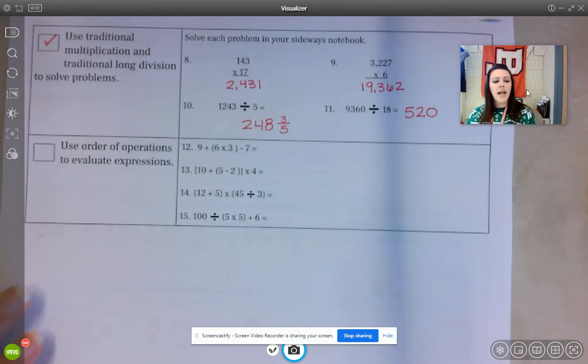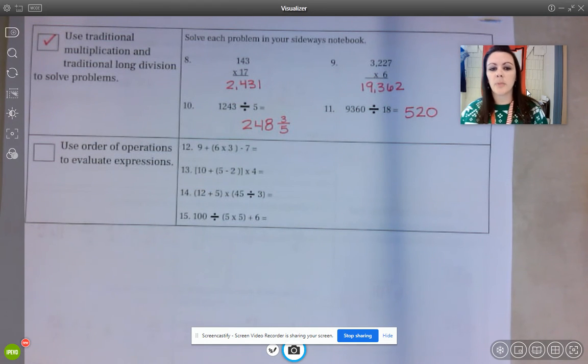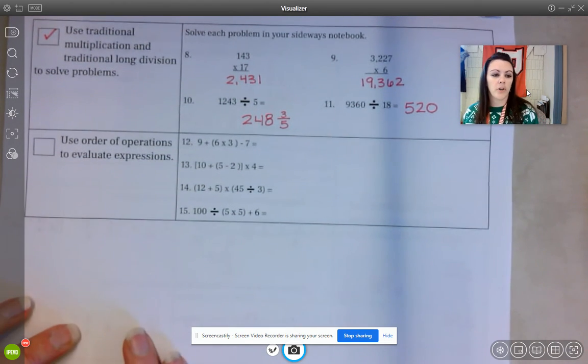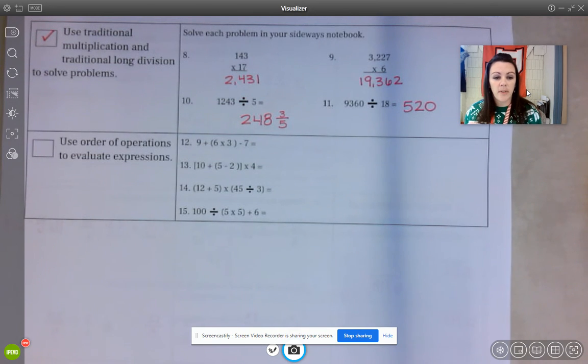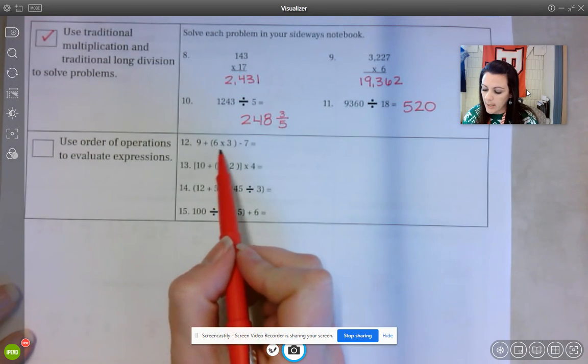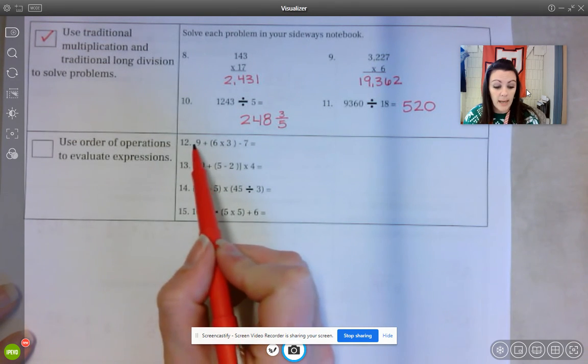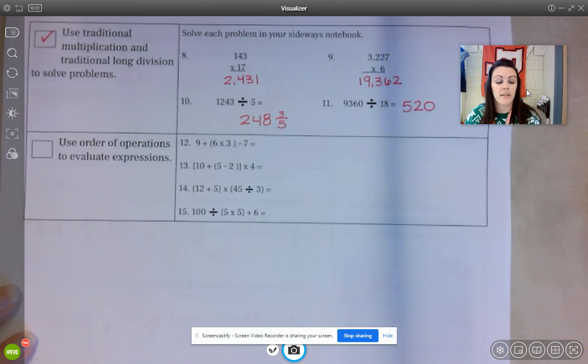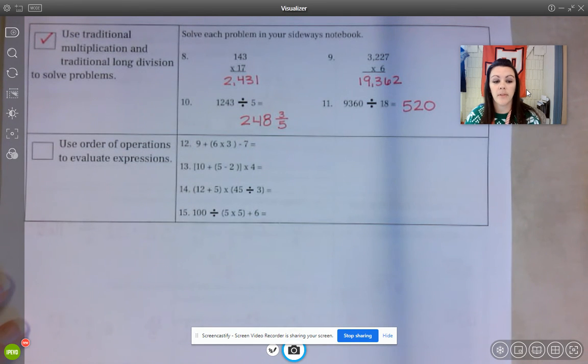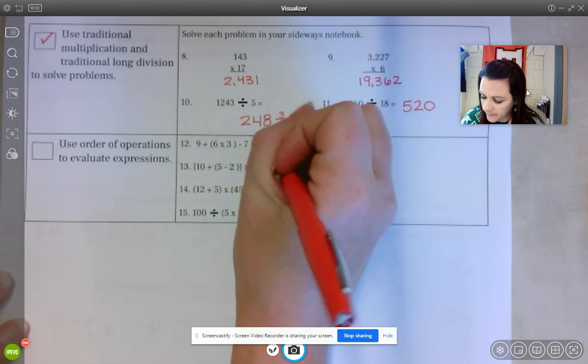All right, we're down to the last box. We've been looking at expressions and equations all year long. We have to remember how to solve these in the correct order. You always want to start with parentheses first. If you have parentheses and brackets, you just work your way from the inside out. So let's take a look at number 12. We're going to take care of those parentheses first. That's 6 times 3. And then we can add, and then we can subtract. What do you get for number 12? The answer there should be 20.